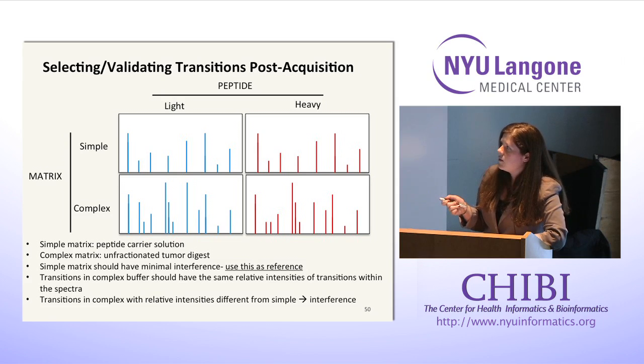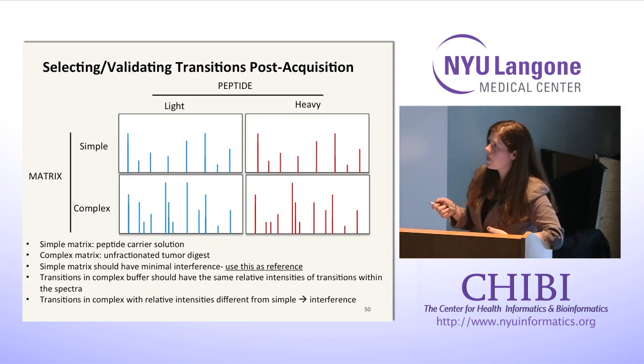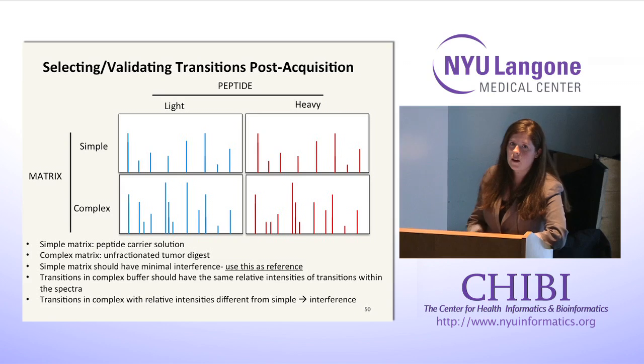And the relative intensities of these transitions should remain constant within all of the spectra. So in the simple, let's say this is Y2, this is Y3. Y2 should always be larger than Y3, and then this is Y4. It should all be relative. And the simple is our reference. Then we can look at our complex and we can see, are those relative intensities the same? And if they're not the same, there's likely some sort of interference.